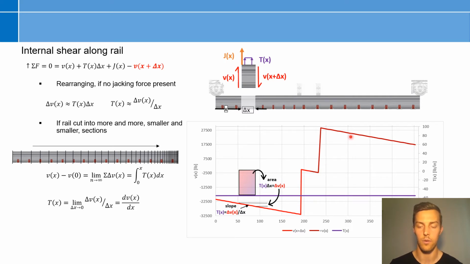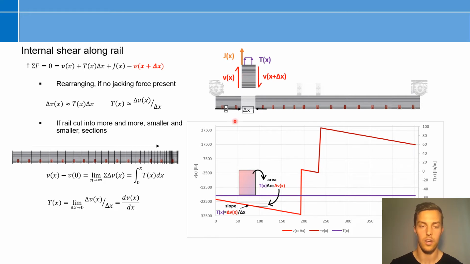And what you can notice is that if there's no jacking force present, then the area of this rectangle, or the small change in length times the load per unit length, is going to directly increase the internal shear at that location. And consequently, the slope of the internal shear at that location is going to be the load per unit length subject to that small section.